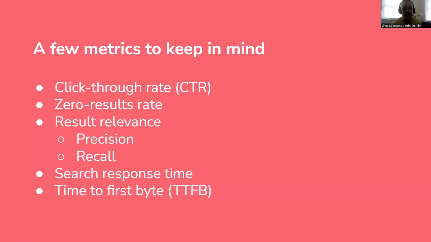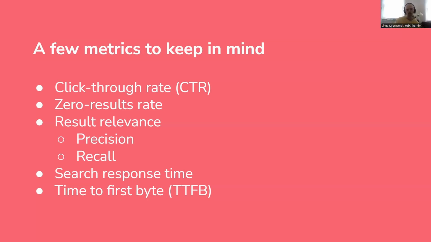Another good one is the zero results rate. This is the percentage of search users that return zero results. So a high rate here suggests that the search algorithm is not effectively matching search queries to your content. And then another good one here is the results relevance. This is the precision of the results. So this measures how many of the retrieved results are relevant to the query. And then the recall. This measures how many of the relevant results were retrieved out of all of the possible relevant documents.